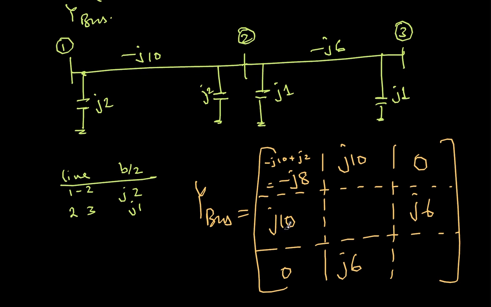Similarly this one. So 10 plus 6 is minus J10 minus J6. Then J2 is plus and J1 is also plus. So plus J2 plus J1. So in total this will become 16 plus 3, that is minus J13. And here it will be minus J6 plus J1. So that's the only care we need to take about the signs. So finally this is my Ybus for this particular system. So I hope now you get how to handle the line charging susceptance.